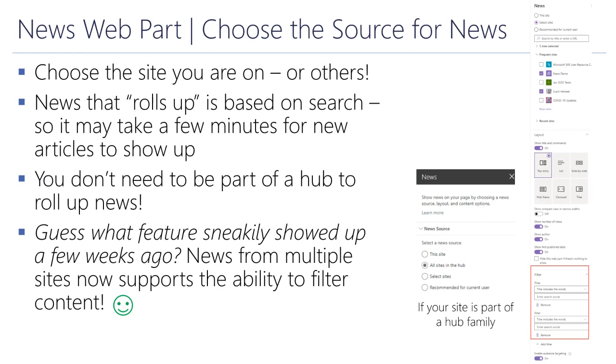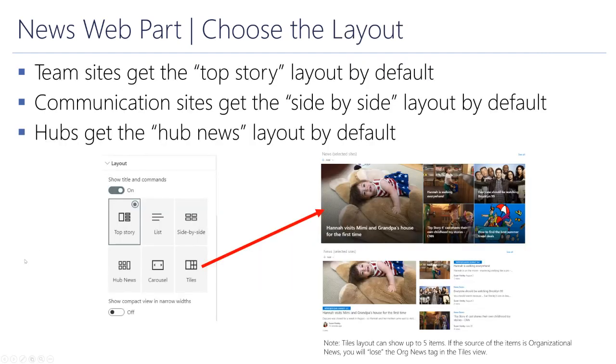But previously, until about 2 weeks ago, when you were collecting news from multiple sites, you did not have the ability to filter news based on a title or based on an attribute on that site. Well, that little feature snuck into news a couple of weeks ago, and now, even in a news roll-up, you have this simple filter to select the content that you would like to see. So really, really cool.